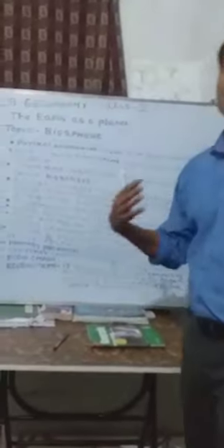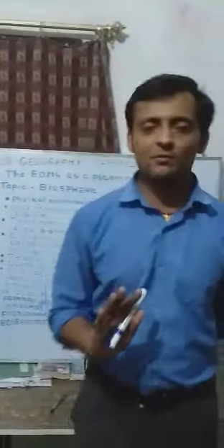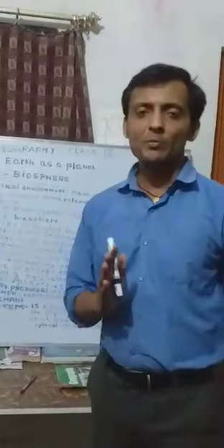The savanna grassland and Sahara desert are good examples of large ecosystems. So students, up to here we have covered the biosphere, which is the last topic of chapter 1 of class 9.